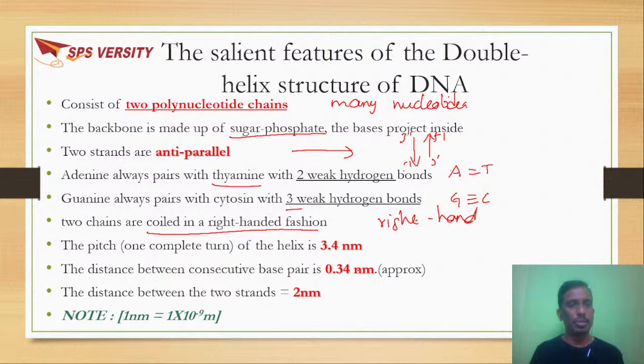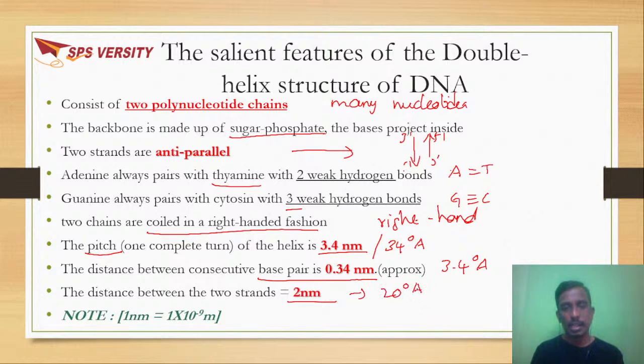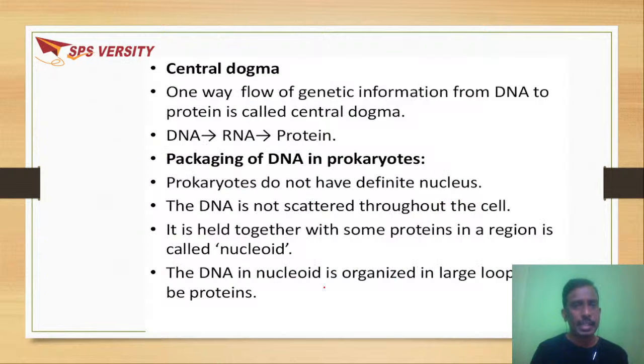When you come to the parameters of DNA, one complete turn, called one pitch or helix, has a length of 3.4 nanometers, or 34 angstroms. The distance between two base pairs is 0.34 nanometers, which is 3.4 angstroms. And the distance between two strands is 2 nanometers, that is 20 angstroms. So these are the parameters of DNA.